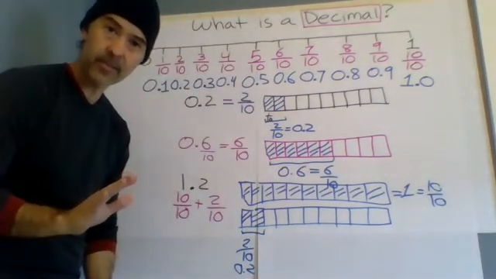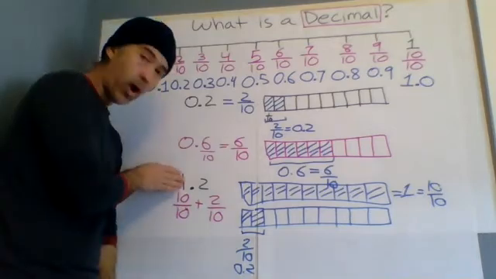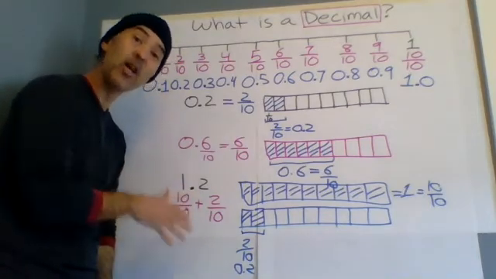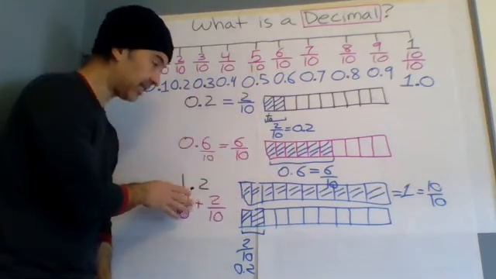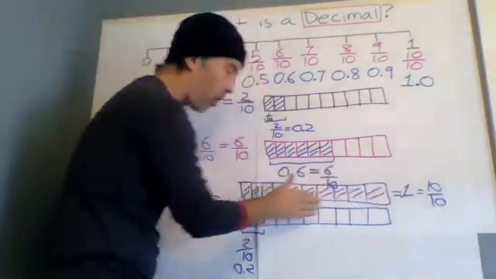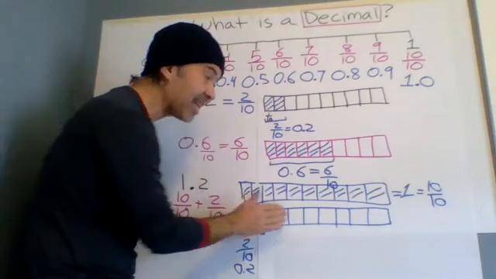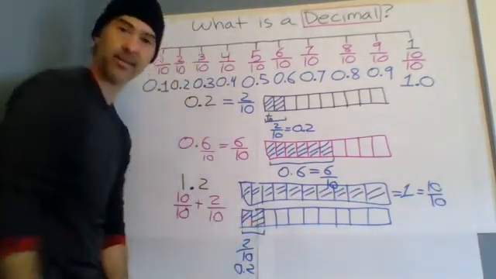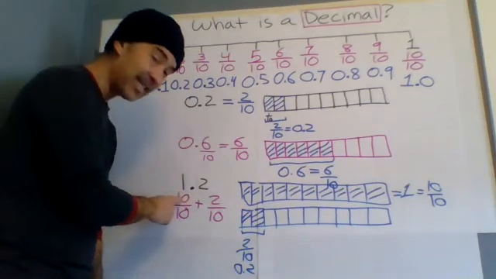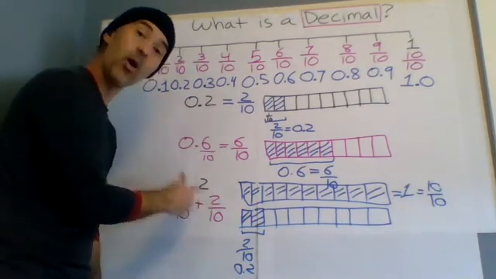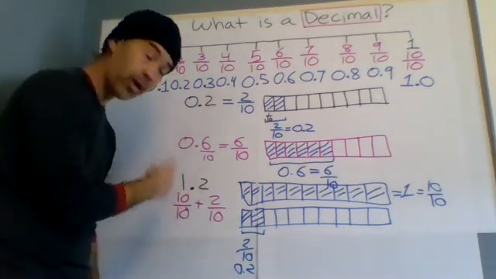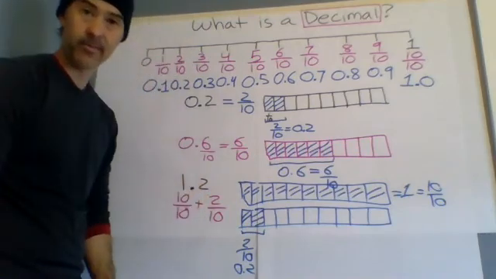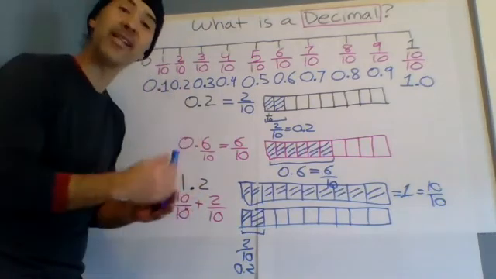You with me? So again, 1.2 is the same as 10/10 and 2 more tenths. It's the same as one whole, 10/10, and another whole, but I'm only using 2/10. So I can write it as 10/10 and 2 more tenths, or one whole and decimal 2. One whole and 2/10 of another whole.